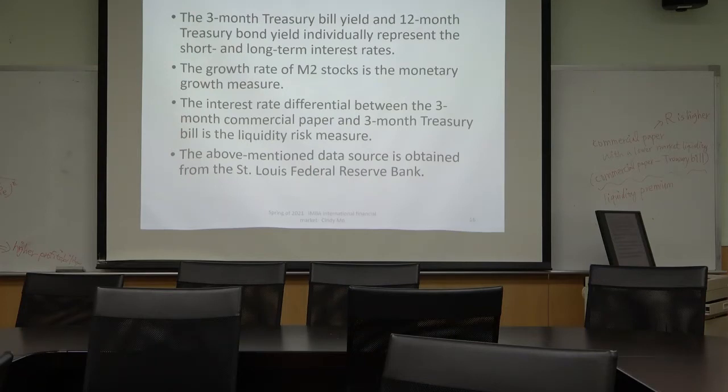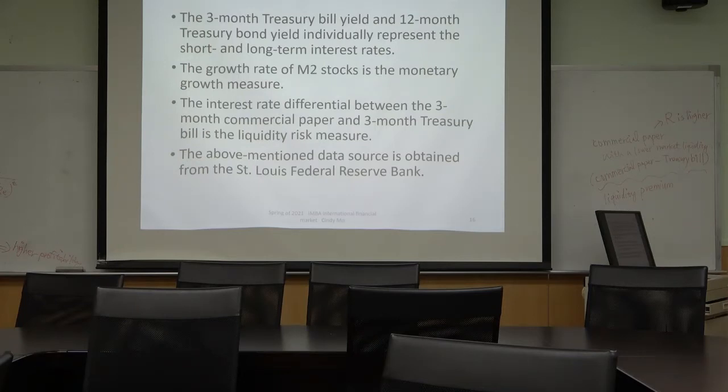The second one is the growth rate of M2 stock. In the U.S., M2 stock represents the broad definition of monetary aggregates. And the third one is the liquidity premium, and we use the difference between the commercial paper rate and the 3-month Treasury bill rate.